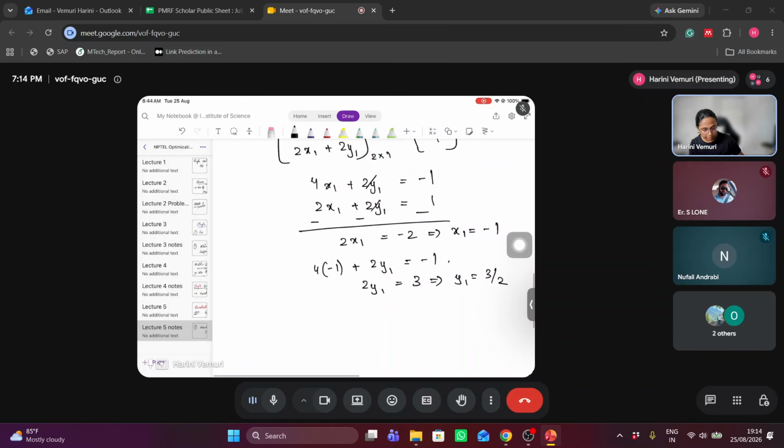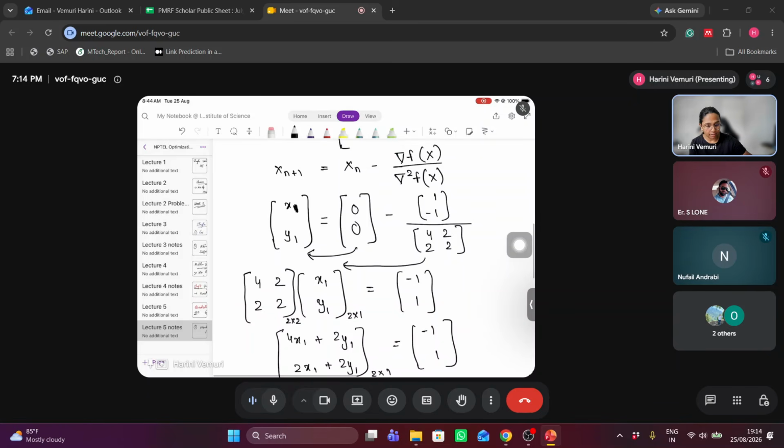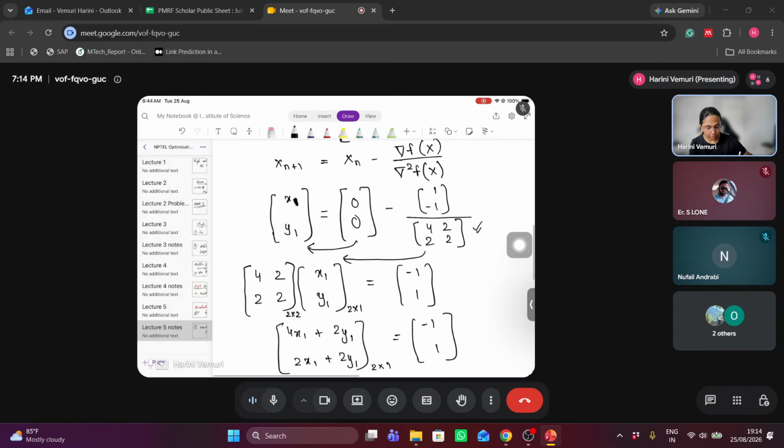So therefore, the minima we are trying to find exists at minus 1 comma 3 by 2. Just solving this, because we already did this, but I just wanted to show it here since we got a little confused, right? So that's why I'm showing it here.